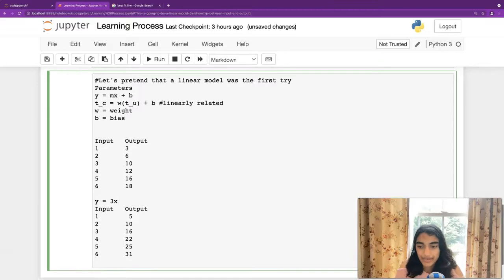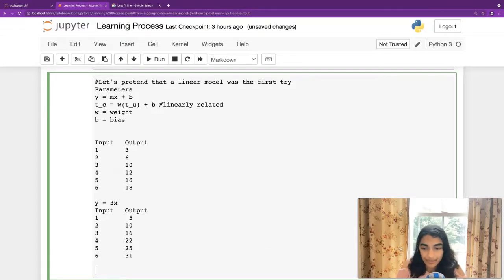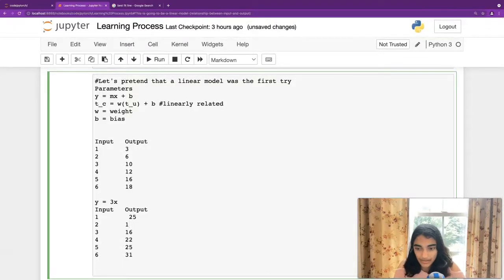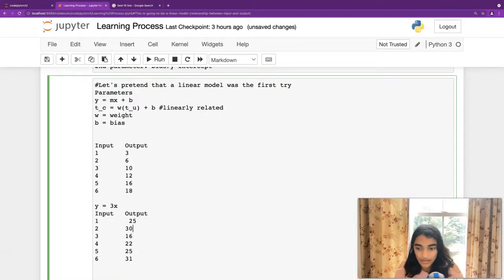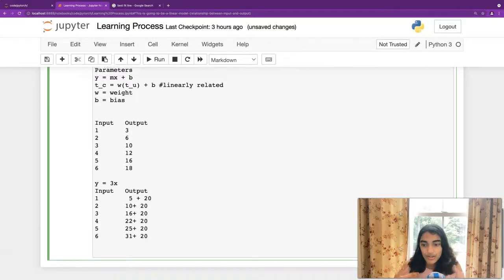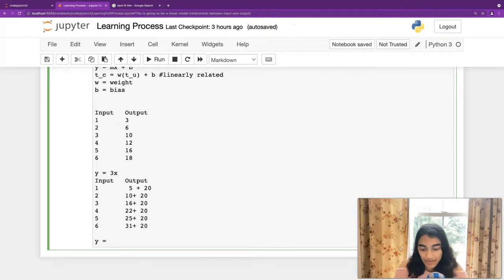So this we could say is like y is equal to 3x, right? And actually, if we were to have a bias, then I should have added maybe like 20. So 25 and like 30. Maybe let's say plus 20. And that's our bias. Okay, so we have y is equal to 5x plus 20.